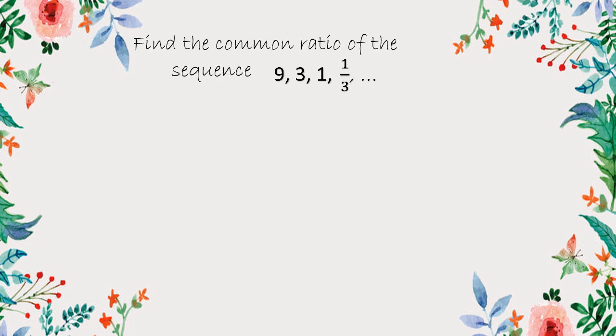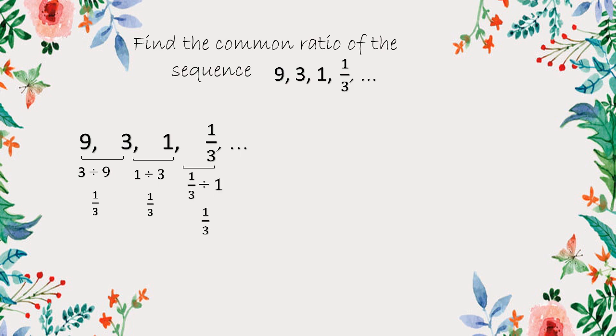Another example. Find the common ratio of the sequence 9, 3, 1, and 1/3. To solve, we have to divide the terms. So 3 divided by 9 is equal to 1/3. 1 divided by 3 is equal to 1/3. 1/3 divided by 1 is equal to 1/3. So the common ratio is 1/3.